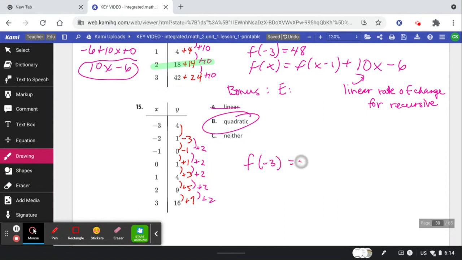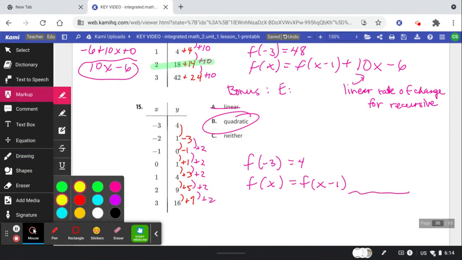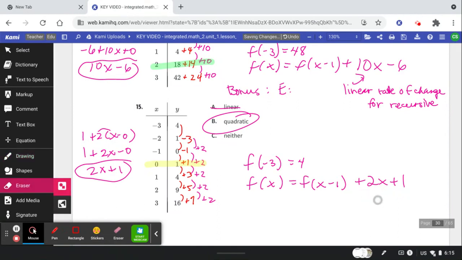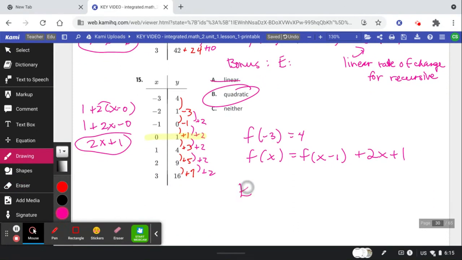f of negative 3 equals 4. f of x equals f of x minus 1 plus that linear rate of change. Go off to the side, pause the video, try it. Pick any row. Let's see how you did. Begins with 1, adding 2 each time x minus 0. How'd you do? And by the way, you can put this with parentheses or without parentheses. Both are correct. Try that explicit as bonus.